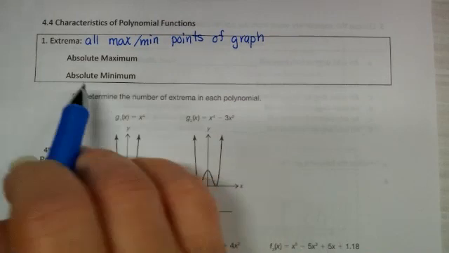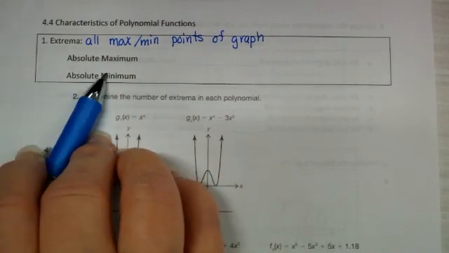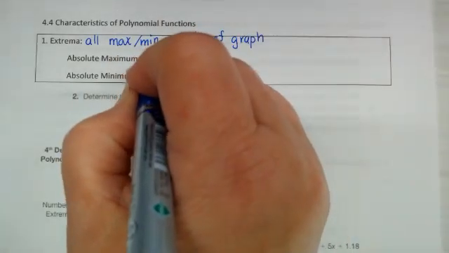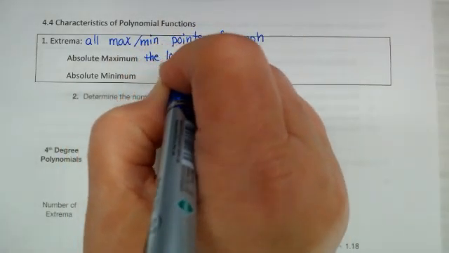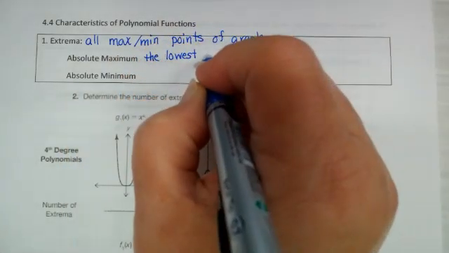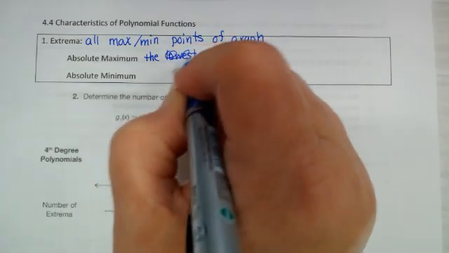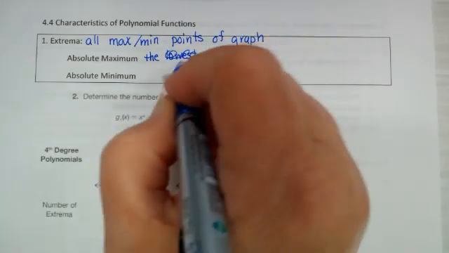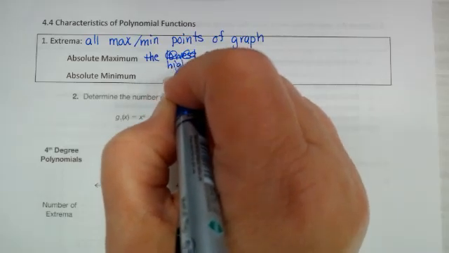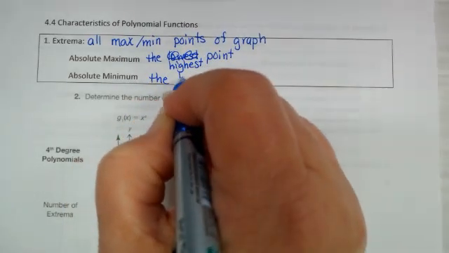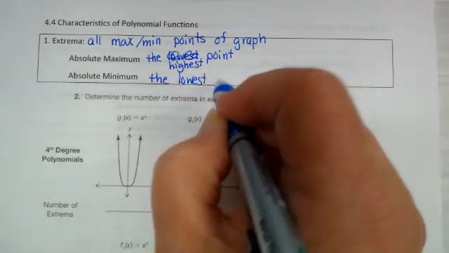Now in our graphs, we can have absolute maximums and absolute minimums, or we can have relative max and mins. An absolute maximum is the lowest point on the graph. Now, some graphs do not have an absolute maximum. I'm sorry, the maximum is the highest point on the graph. The absolute minimum would be the lowest point on the graph.